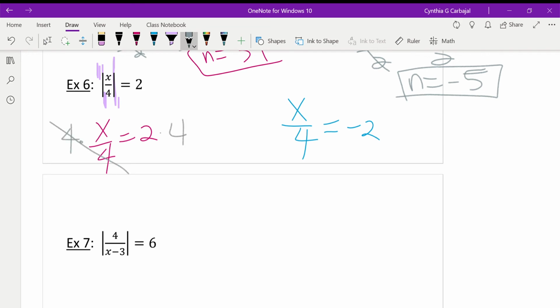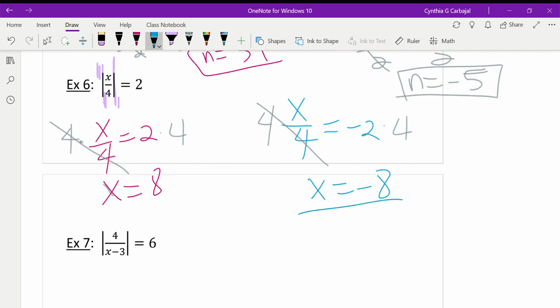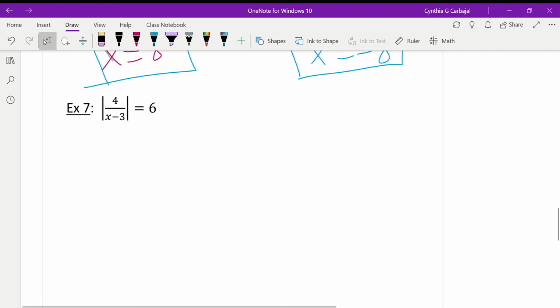But if I multiply on one side, we multiply on the other, and that's x equals, well, 8, right? Alright, then same thing on this side, we multiply by 4, we cancel out this 4, but if I multiply on one side, we multiply on the other, so that's x equals negative 8. Okay? There are two answers. Next example.